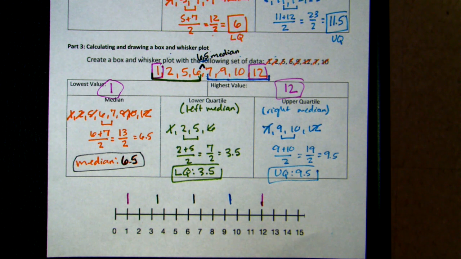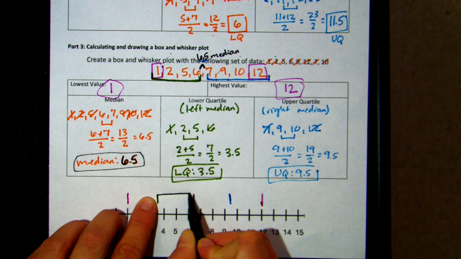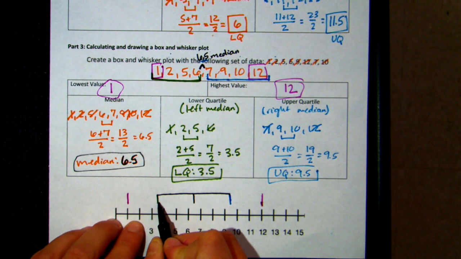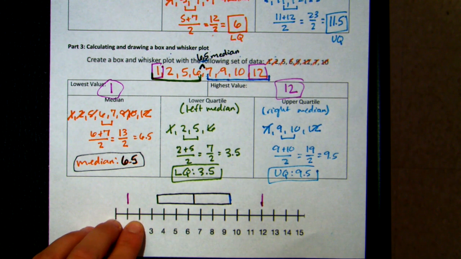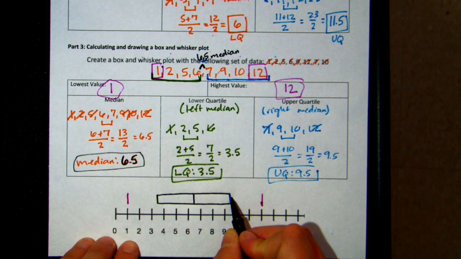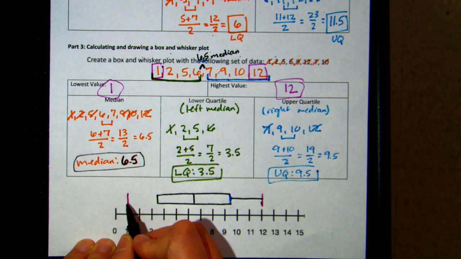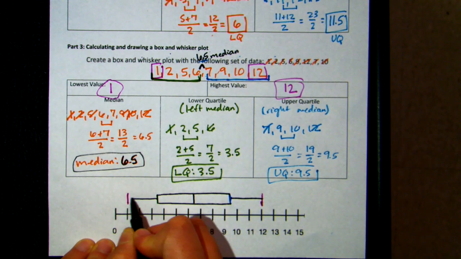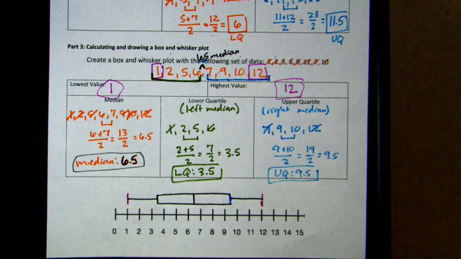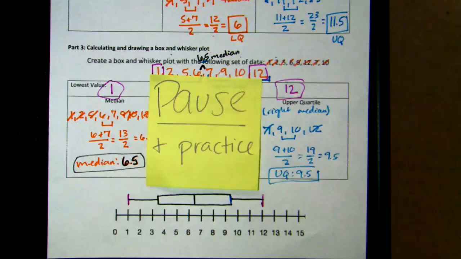So I create my box by connecting my lower quartile to my upper quartile. And I create the whiskers by connecting the upper quartile to the highest value and the lower quartile to the lowest value. And that represents my box and whisker plot. Okay, from here, you are going to move on to your last pause and practice and finish up for today. That's it.